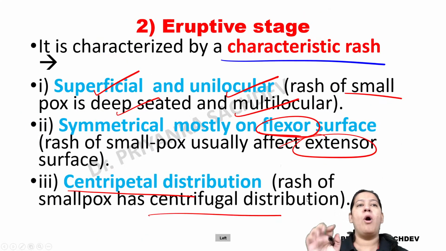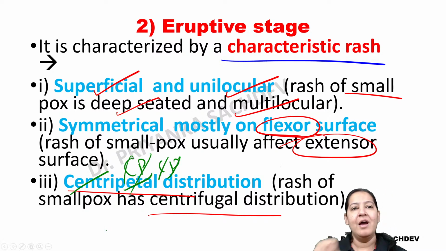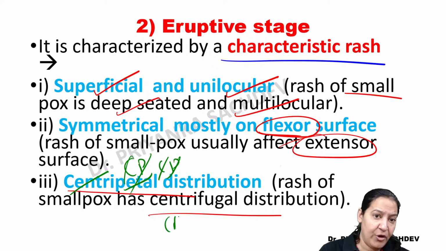So in chickenpox, the rash is centripetal. CP for CP: chickenpox, centripetal. In contrast, the rash is centrifugal in smallpox.